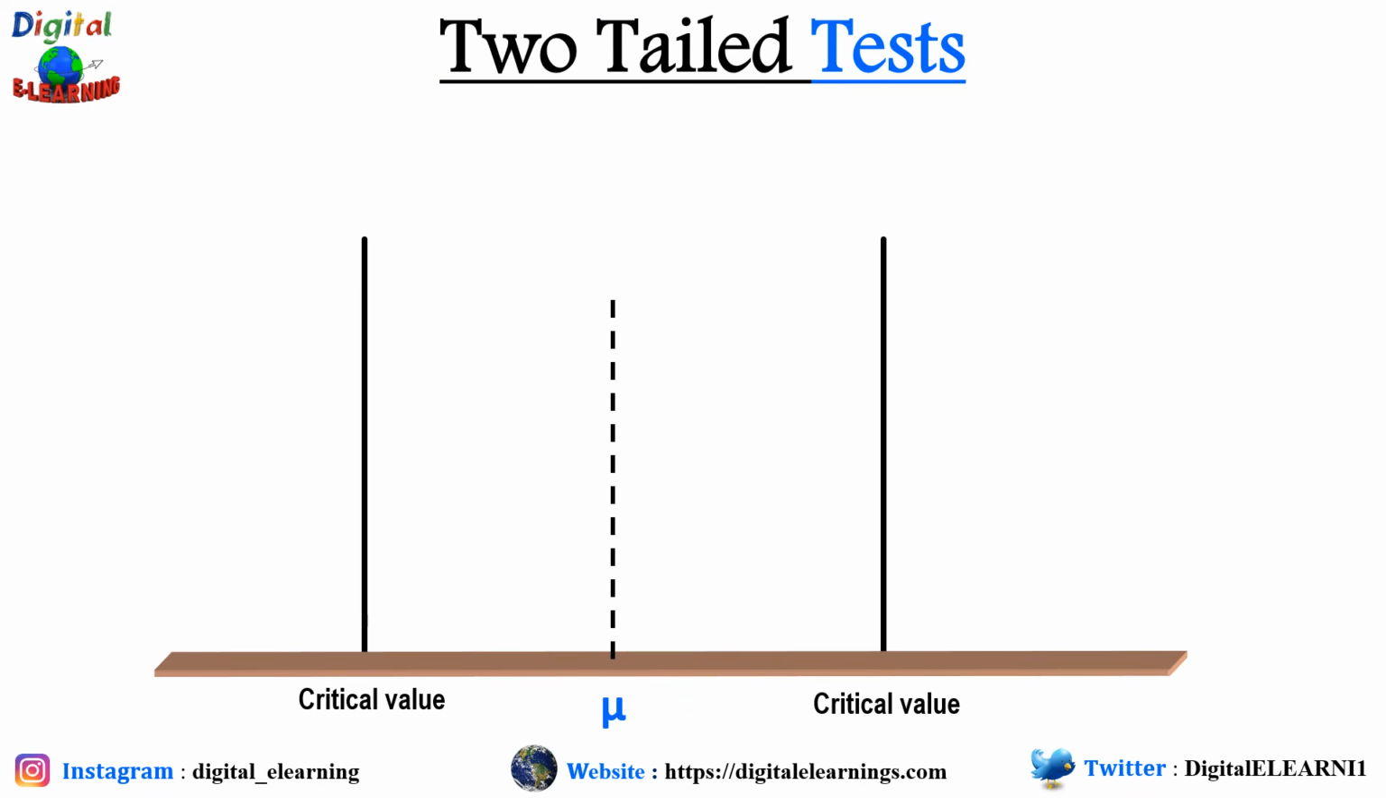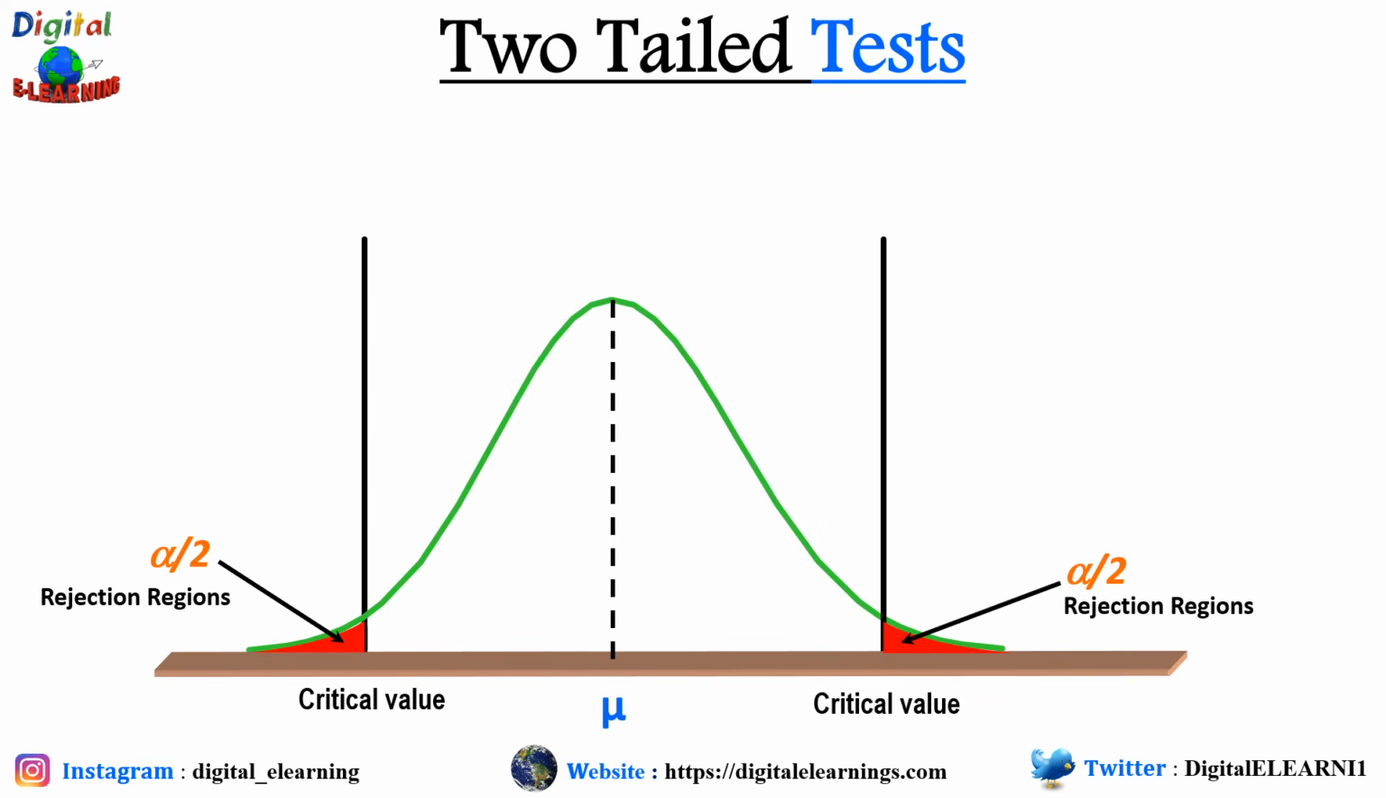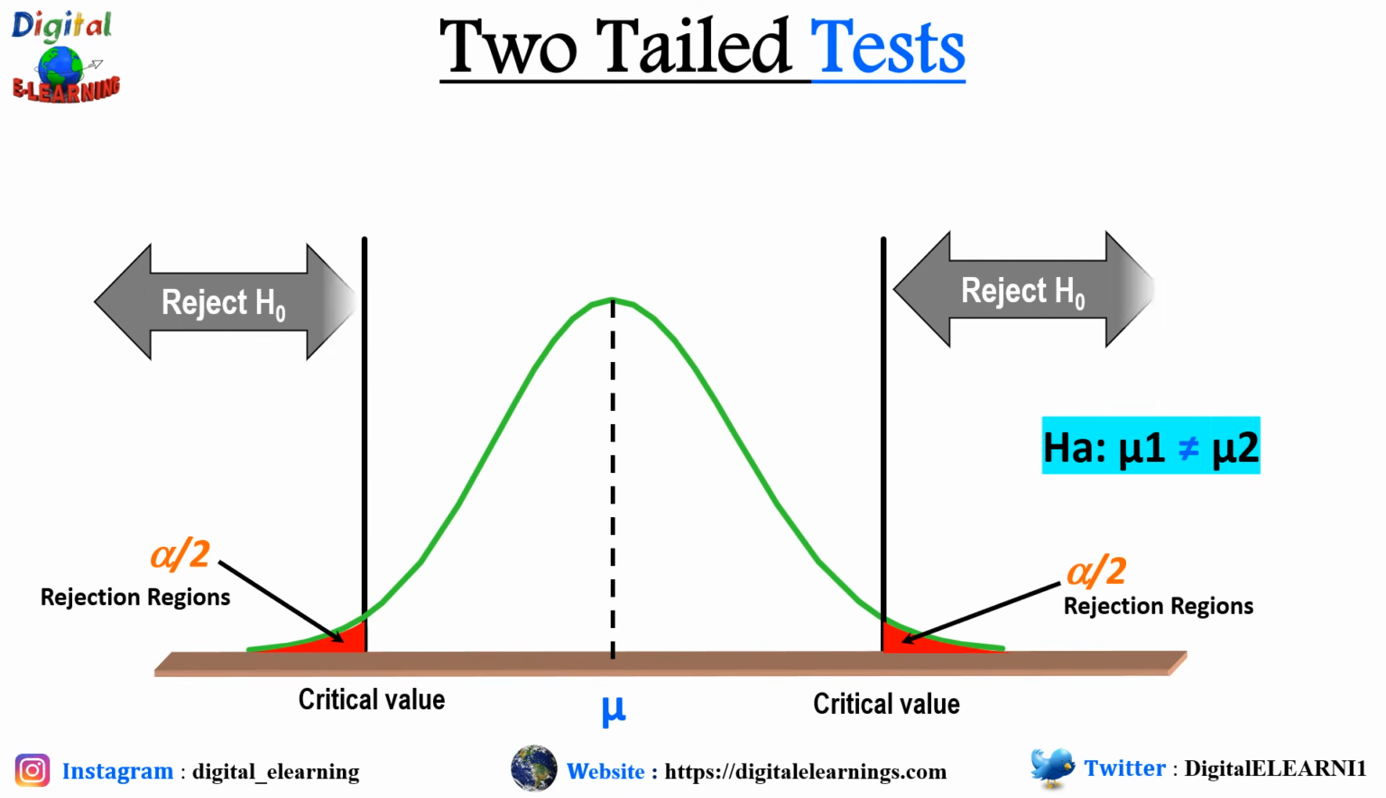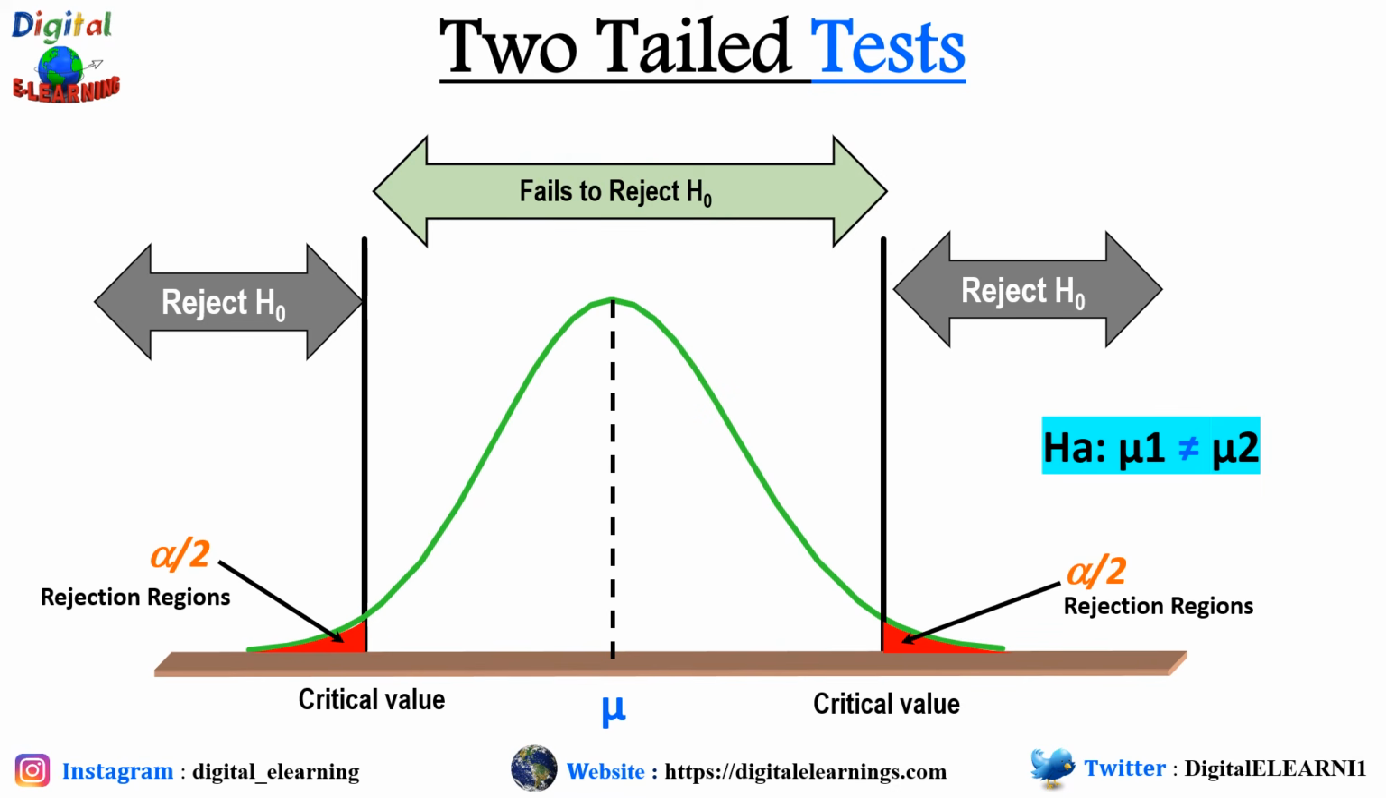Similarly, we have the two-tail test where the rejection regions are on both sides of the graph. In this case we divide the significance level by 2, alpha by 2. So if anything falls in these regions, we will reject the null hypothesis. If it falls in between, we will accept the null hypothesis, or fail to reject the null hypothesis.